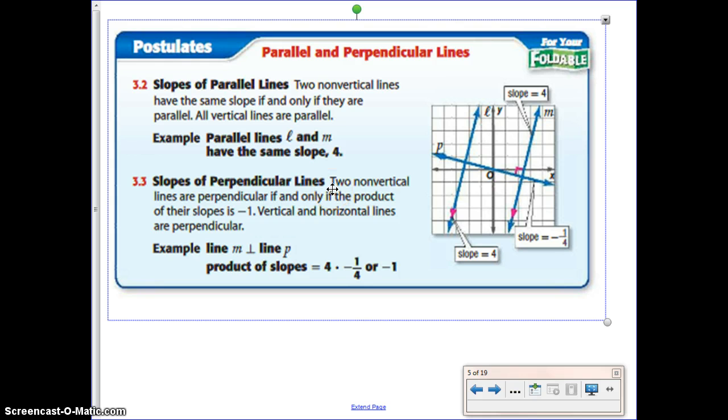And the slopes of perpendicular lines postulate says 2 non-vertical lines are perpendicular if and only if the product of their slopes is -1. Vertical and horizontal lines are perpendicular. The other word for this, of course, is opposite reciprocal. So if the slope of one line is 4 and the other is the opposite and reciprocal of that initial slope, then they are perpendicular. So 2 ways to check it: their product is -1, or they're opposite reciprocals of each other.